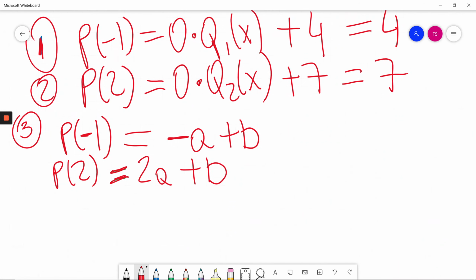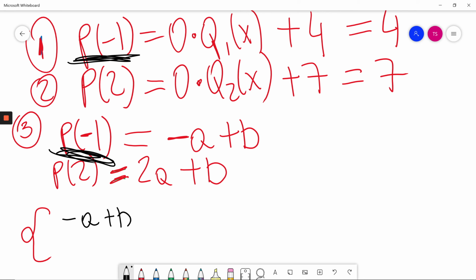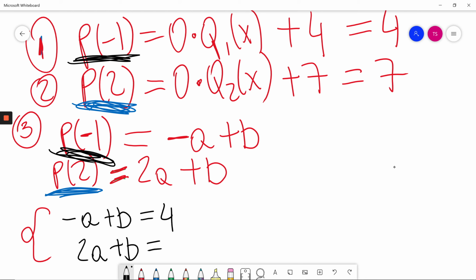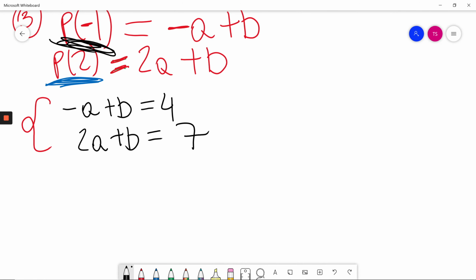So what I know, that p of negative 1 will be equal this p of negative 1. So minus a plus b has to be equal 4. And that p of 2 has to be equal to this p of 2. So 2a plus b will be equal to 7. Now I need to solve this system of equations.